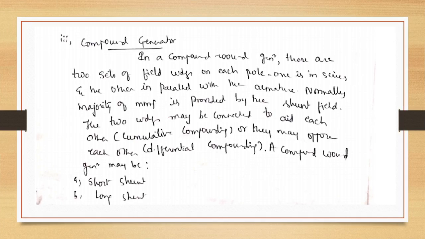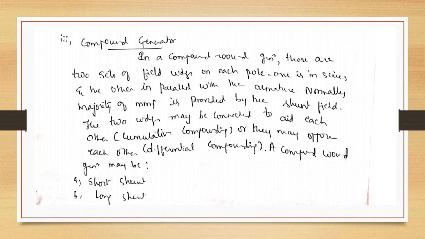Compound generator. In a compound generator, there are two sets of field windings on each pole. One is in series, another one is in parallel with the armature. Normally, the majority of MMF is provided by the shunt field. Two windings may be connected to aid each other, or they may oppose each other. As I said earlier, if the windings are connected in such a way that they are aiding each other, then it is cumulative compound motor or generator. And if the two windings are opposing each other, then it is differential compound.